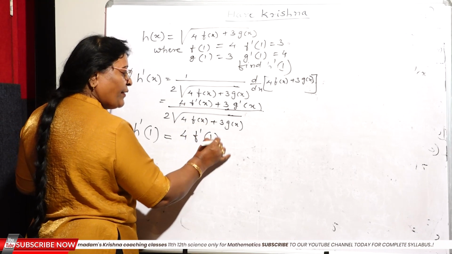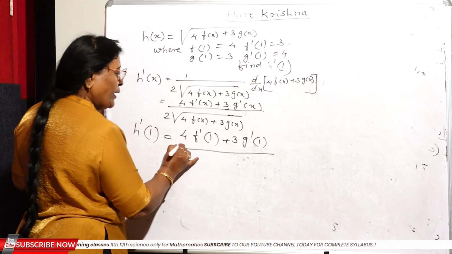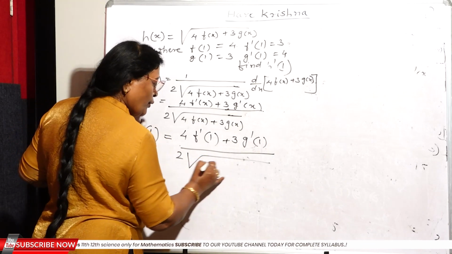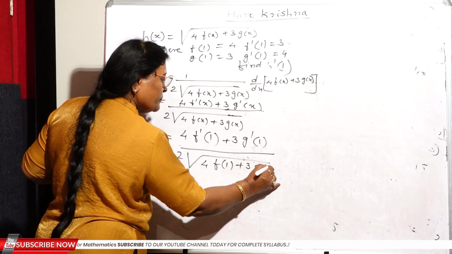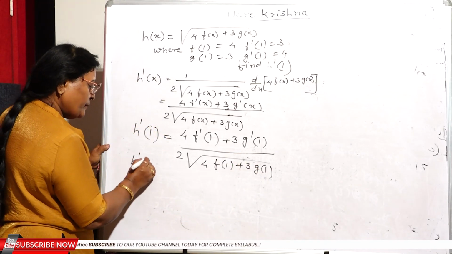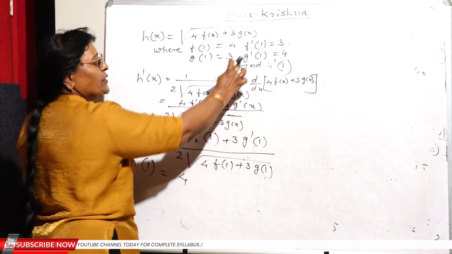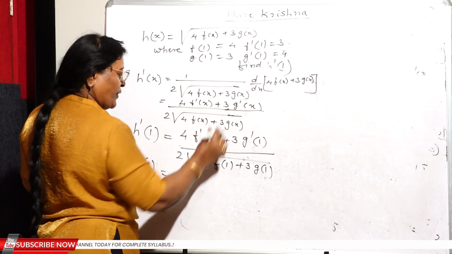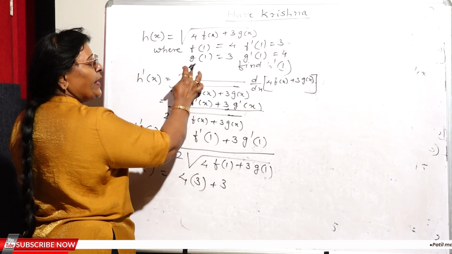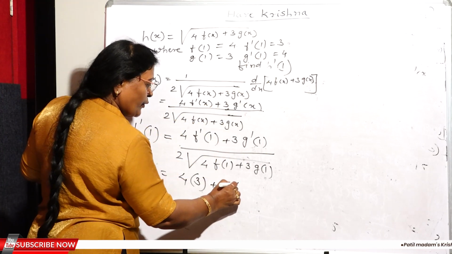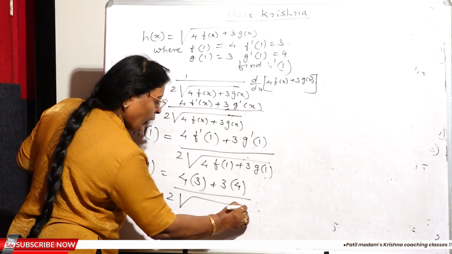Therefore you have to write f dash 1, 3g dash 1 divided by 2, 4f of 1 and 3g of 1. Right? Now h dash 1, 4 remains as it is. What is f dash 1? See here, if you observe this, f dash 1 is equal to 3. What is g dash 1? g dash 1 is equal to 4, divided by 2, again 4.